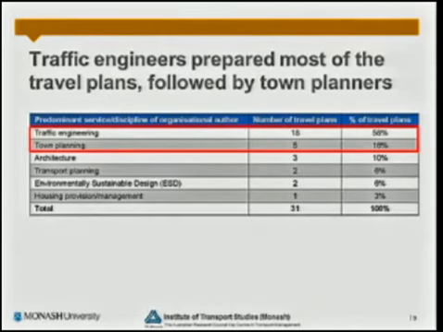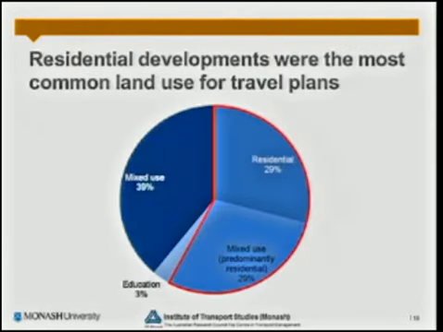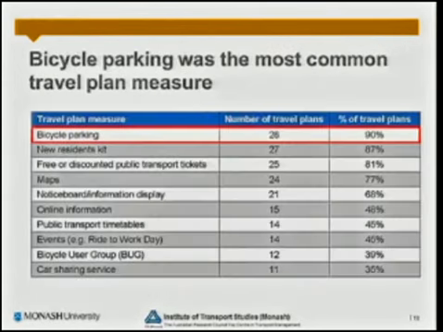I mentioned before that the travel plans tend to get developed by different types of organisations. Most of these travel plans had been developed by traffic engineering firms. Some were by town planning firms, and then there was a smattering of other sorts of organisations. In terms of the types of developments that were covered, most were residential or predominantly residential developments. There was some real mixed use, so less apartments and more commercial or retail development, and some education, but the vast majority included apartment-style developments.